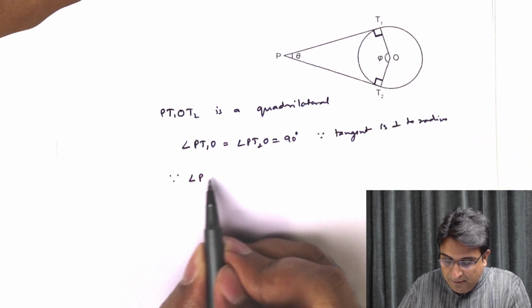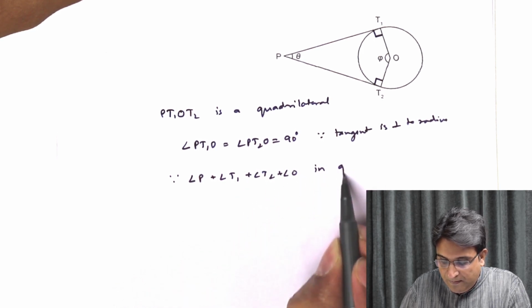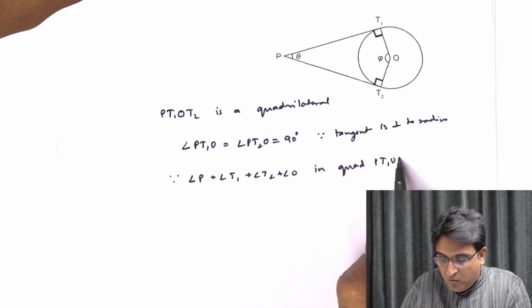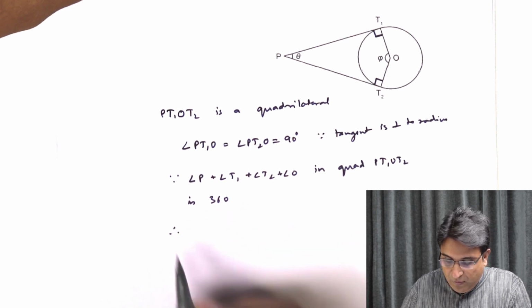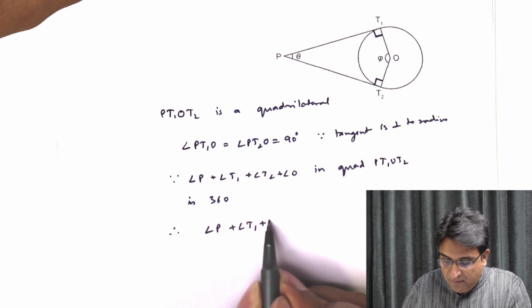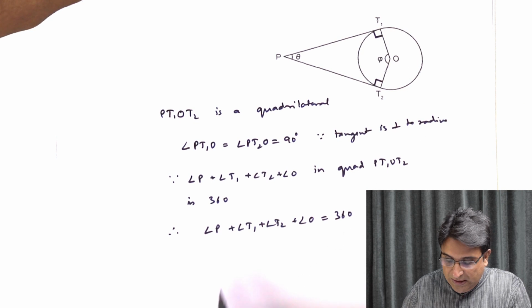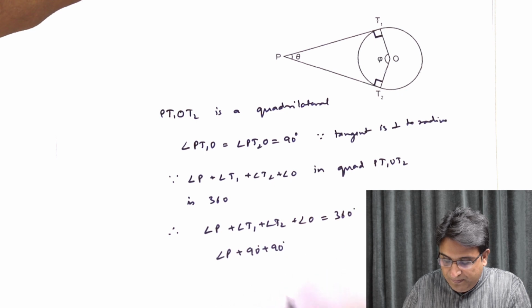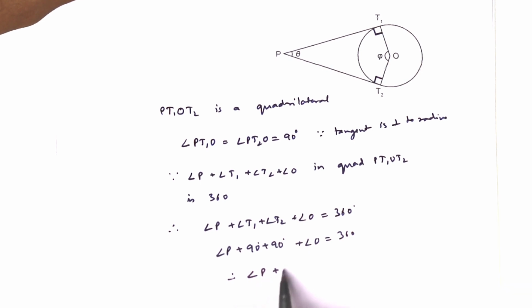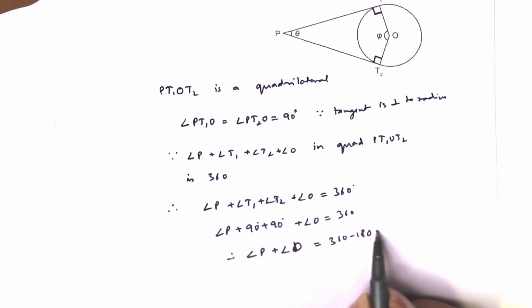Now the sum of all the angles in a quadrilateral is 360, right? Since angle P plus angle T1 plus angle T2 plus angle O in quadrilateral PT1OT2 is 360. Therefore, angle P plus angle T1 plus angle T2 plus angle O is equal to 360. Now angle T1 and angle T2 are 90 and 90. So angle P plus 90 degrees, of course, plus angle O is 360. Therefore, angle P plus angle O is equal to 360 minus 180, which is 180.